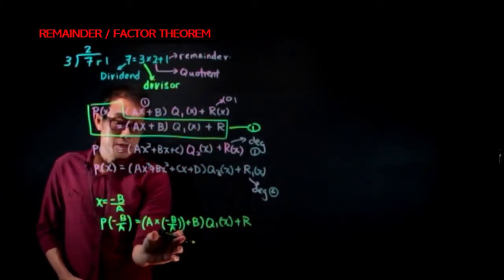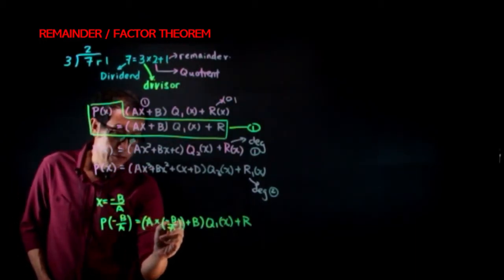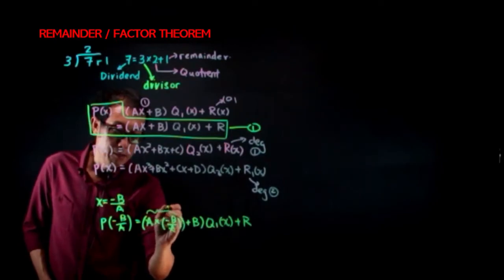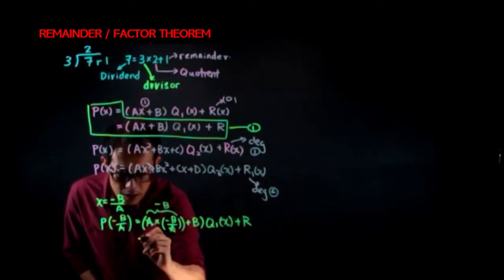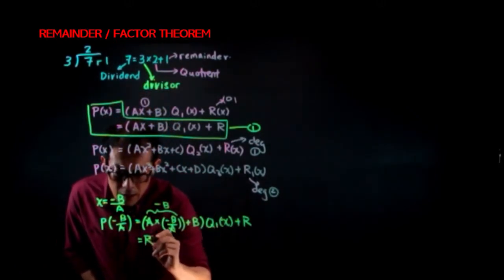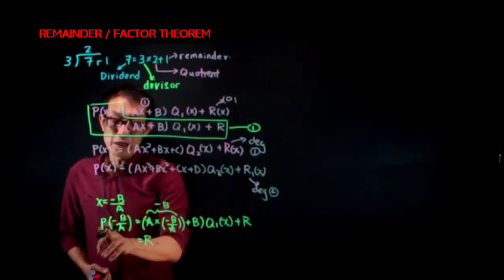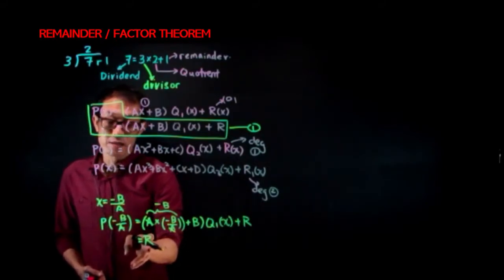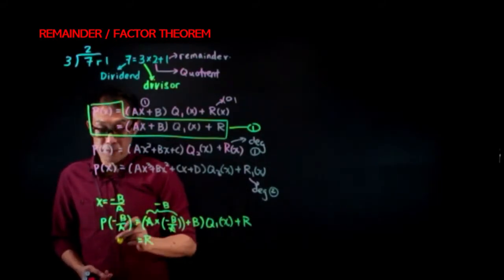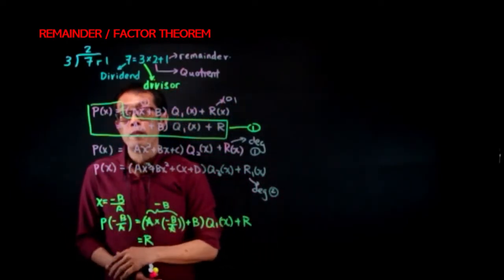Now, let's look at this term. Now, this one I cancel off. What will I get? I will get minus b here. Minus b plus b, it will be 0. Alright, that means p of minus b over a will be the remainder. So that is what remainders theorem is all about.